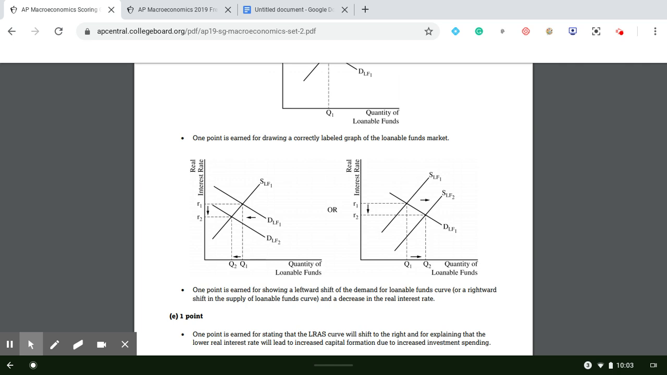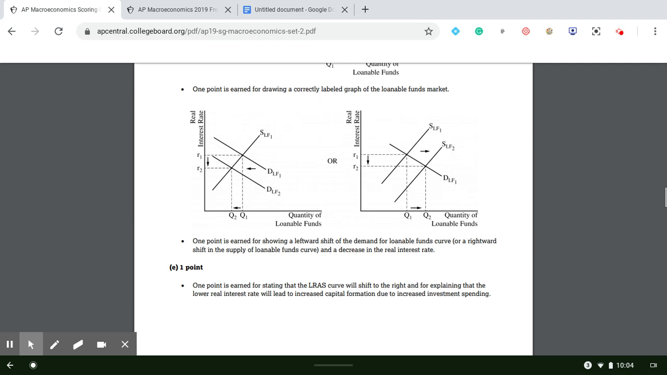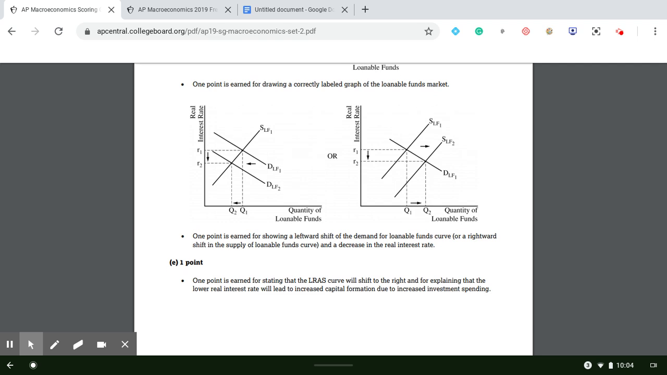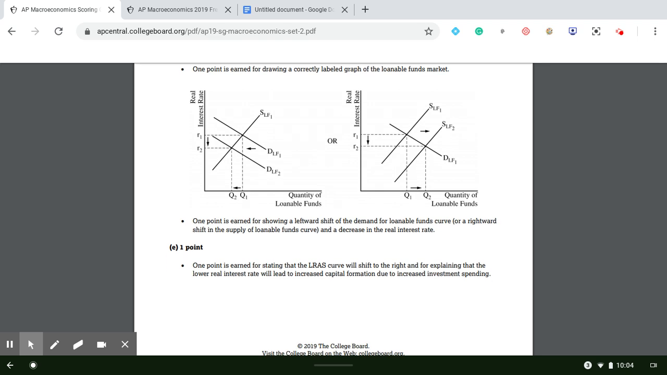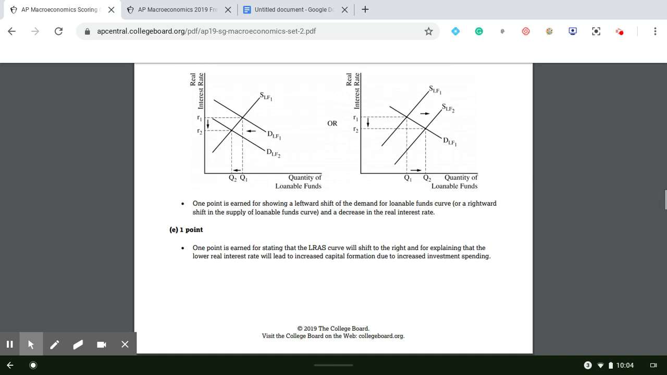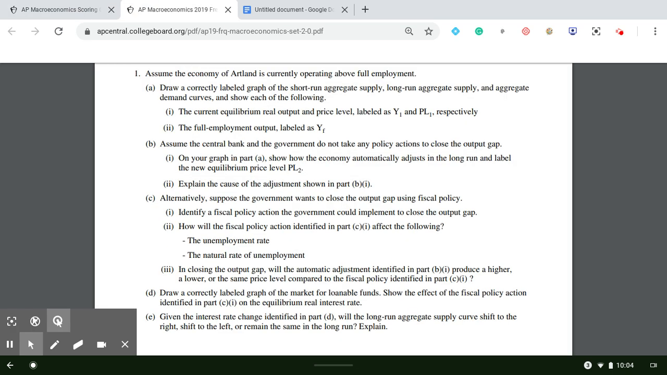You can either show the rightward shift in the supply, or the leftward shift in demand. And the final one is the long run aggregate supply curve shifts to the right, and lower real interest rate will increase capital formation due to increased investment spending. All righty.